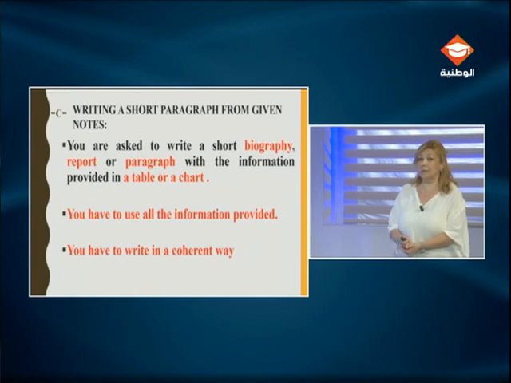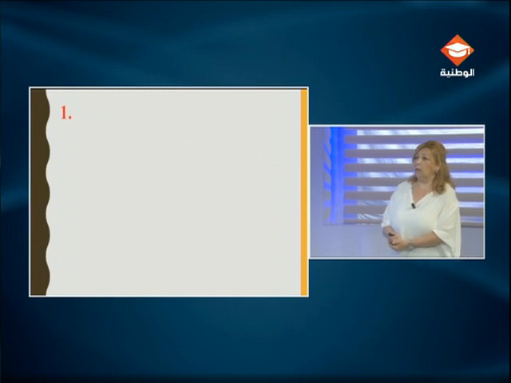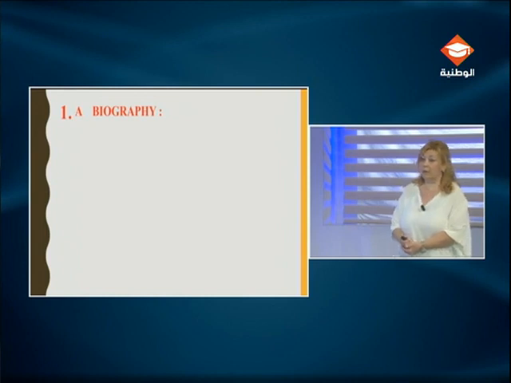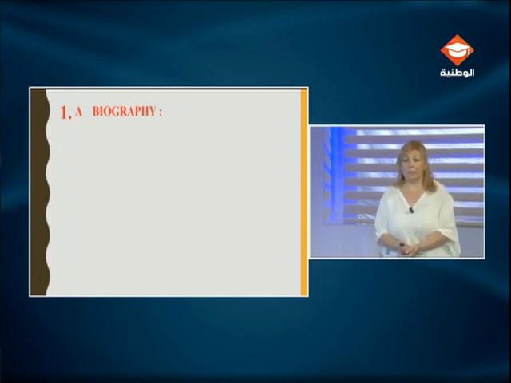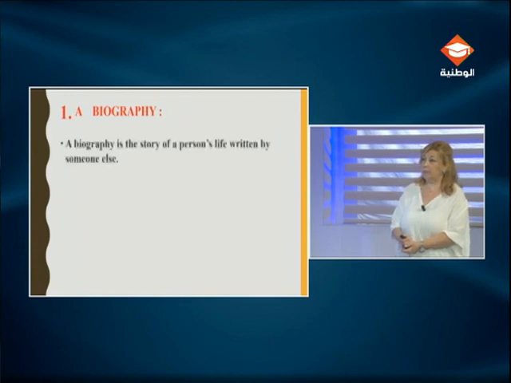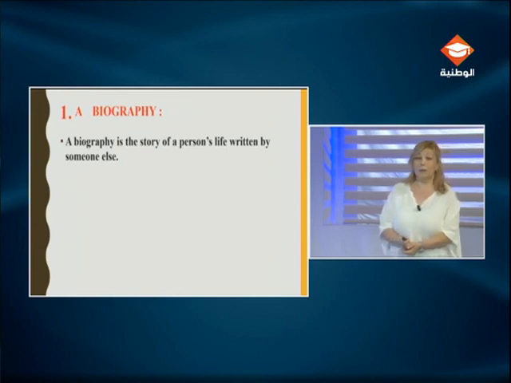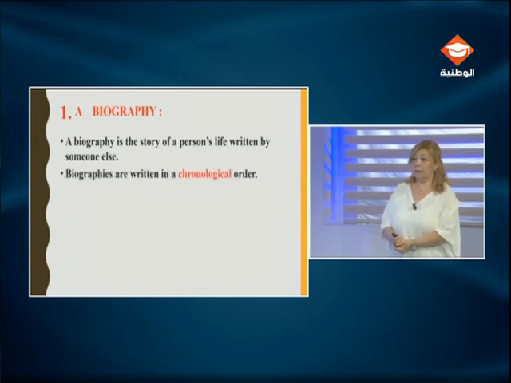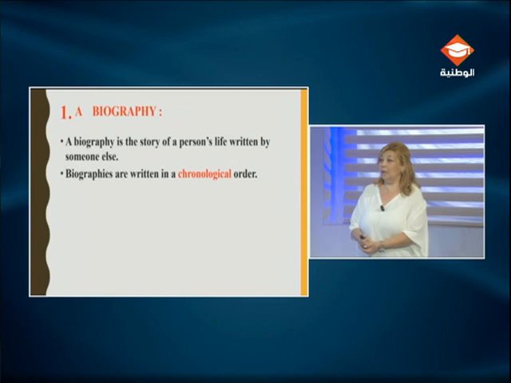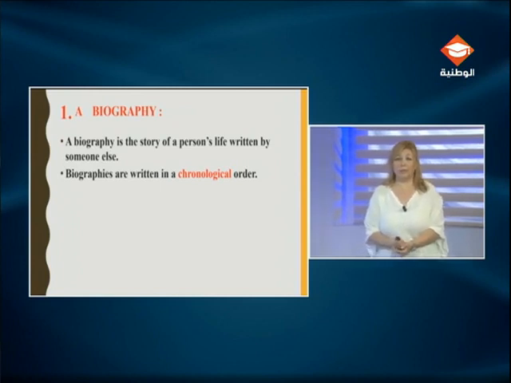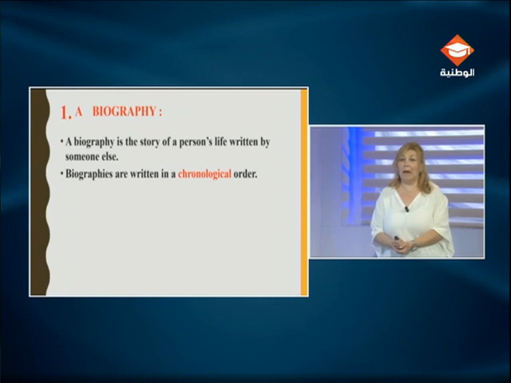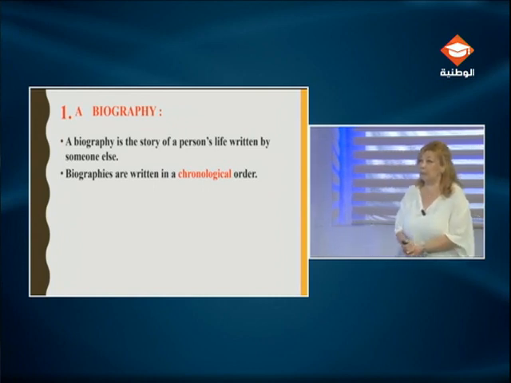You have to write in a coherent way. The first sample is biographies. How to write a biography. First, what is a biography? A biography is the story of a person's life written by someone else. Therefore, biographies have to be written in a chronological order. We have to respect the order of events as they have happened in the person's life.